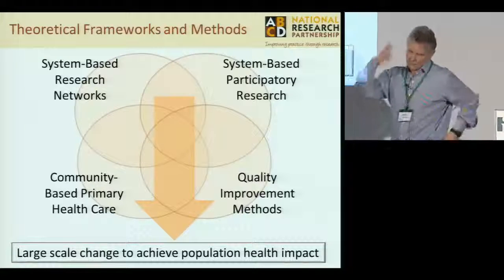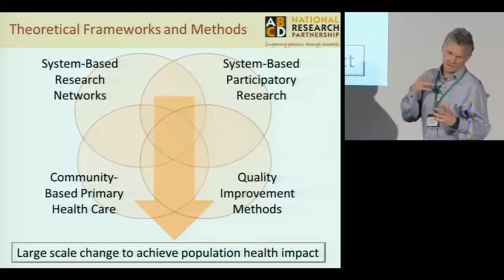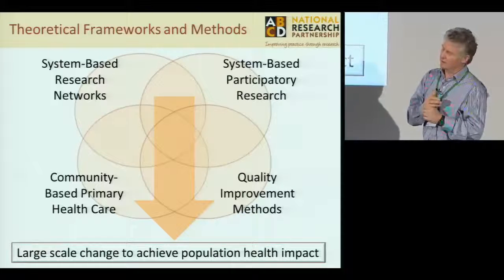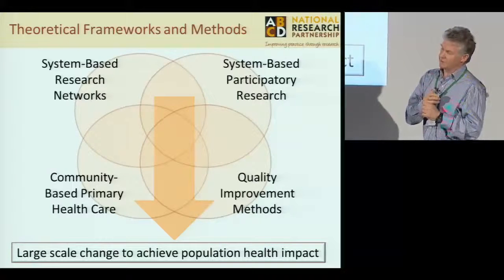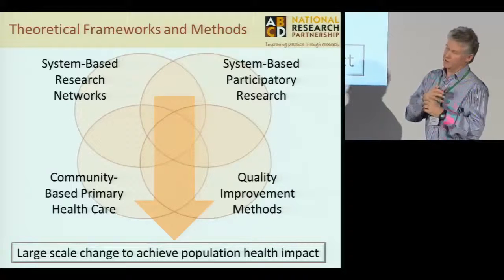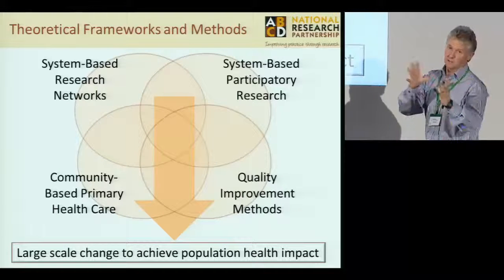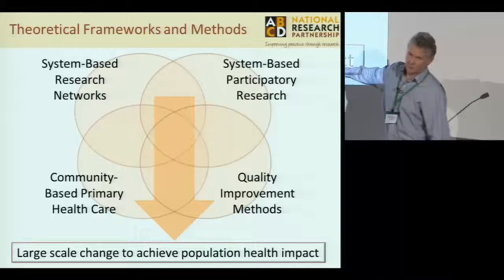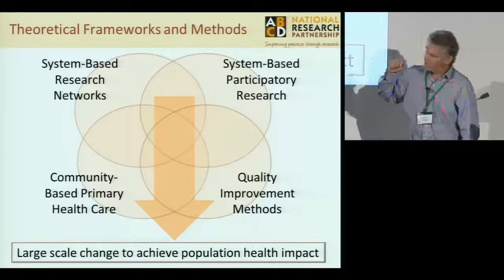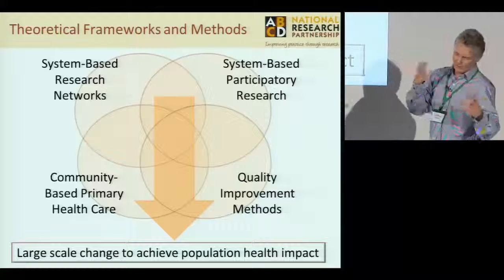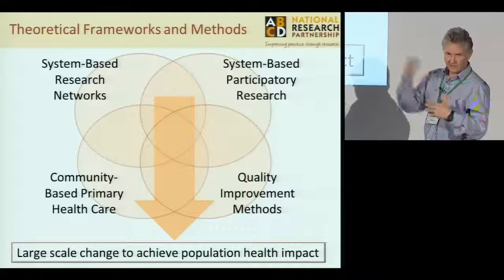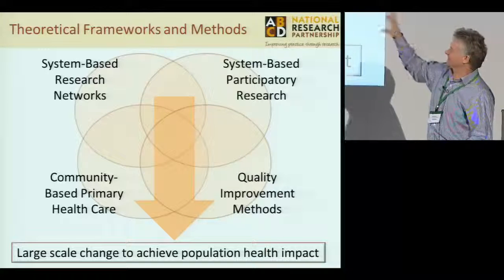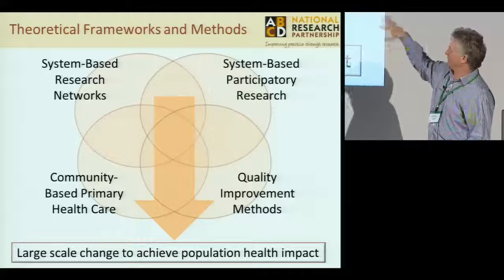So just trying to pull this together: how do we make this work, or understand this from the perspective of a research initiative which is really aiming to achieve large-scale change in population health impact? There are four main areas of work that have been critical. I'm an epidemiologist.